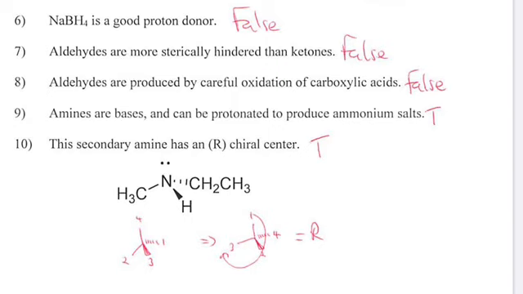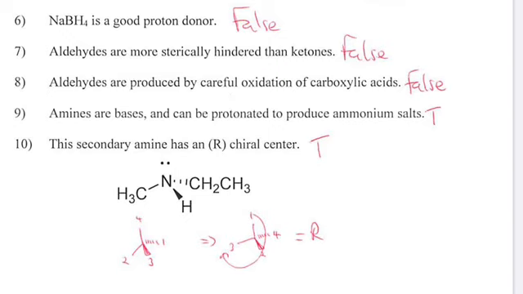Next one: aldehydes are more sterically hindered than ketones. That's false. You know that from their structure, from their different structural motif, and that also ties into their relative reactivity. Obviously, aldehydes are more reactive than ketones. Question 8: aldehydes are produced by careful oxidation of carboxylic acids. Again, this is a slightly devious question, but it's false because, although there is a connection between aldehydes and carboxylic acids, you don't oxidize a carboxylic acid to get an aldehyde.